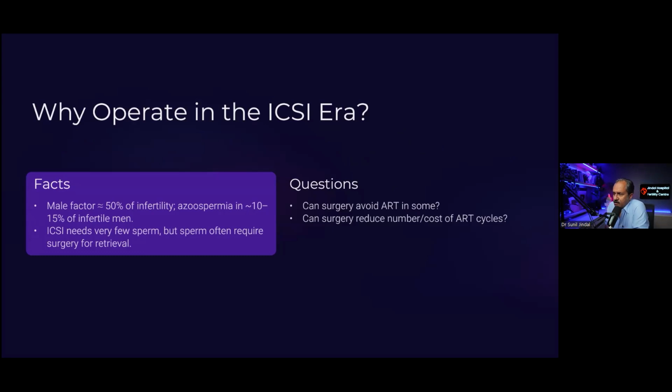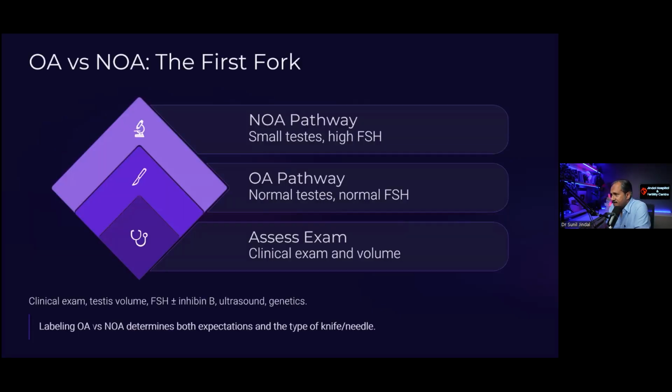Male factor is equal to 50% of infertility. Azoospermia is 1% of men overall and 10 to 15% of infertile men. ICSI needs very few sperm, but sperm require surgery for retrieval. Can surgery avoid ART in some? Can surgery reduce the number and cost of ART cycles? And the answer is yes.